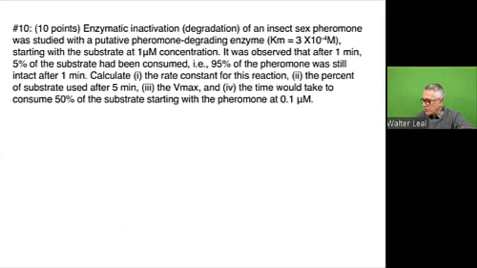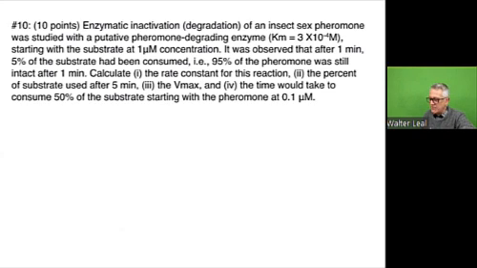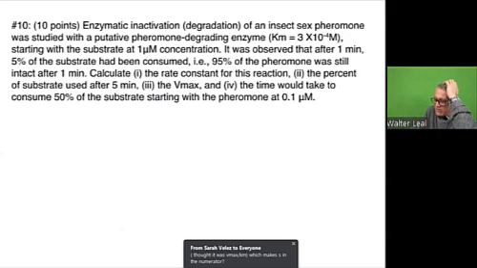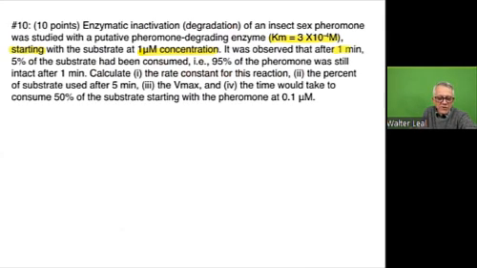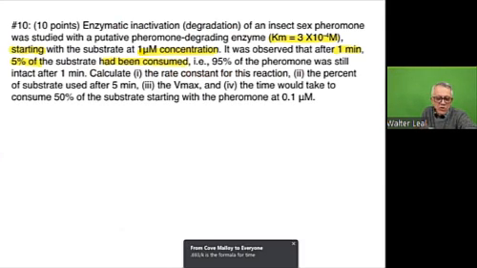Enzyme inactivation: degradation of an insect pheromone was studied with a putative pheromone-degrading enzyme. So let's look at that in closer view here and highlight what's important. In this study of the pheromone-degrading enzyme, the Km was given as 3 times 10 to the power of -4, and it started with a concentration of 1 micromolar. It was observed that after 1 minute, 5% of the substrate has been consumed. That's to say 95% of the pheromone was still intact after 1 minute. Calculate the rate constant for this reaction, the percent of substrate, and some other things.